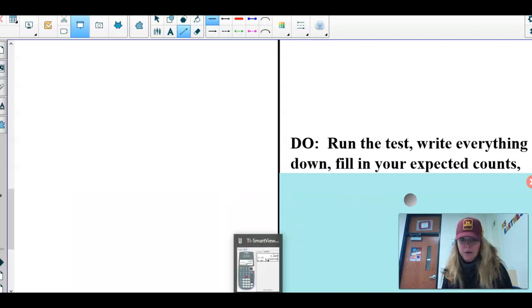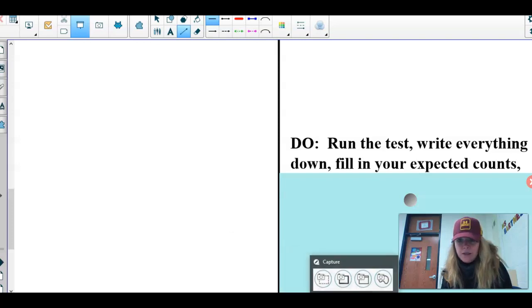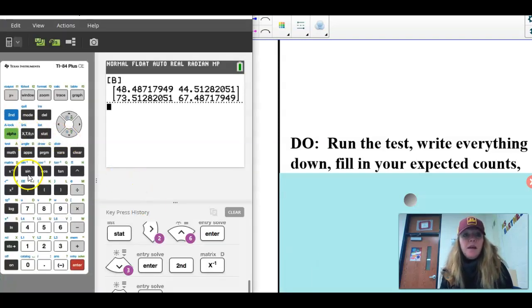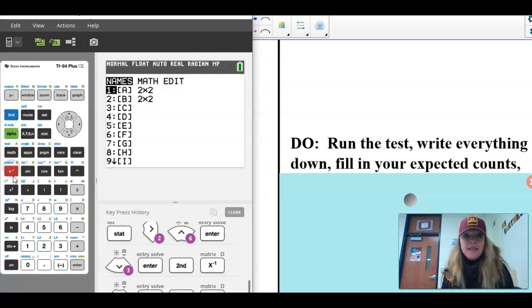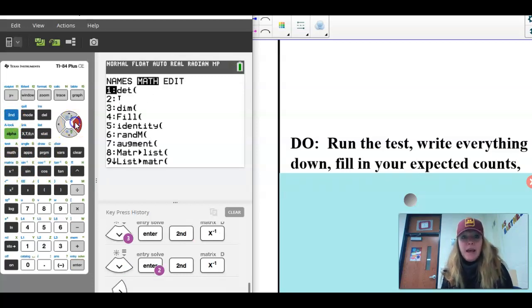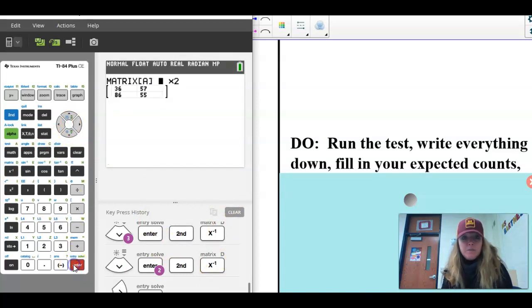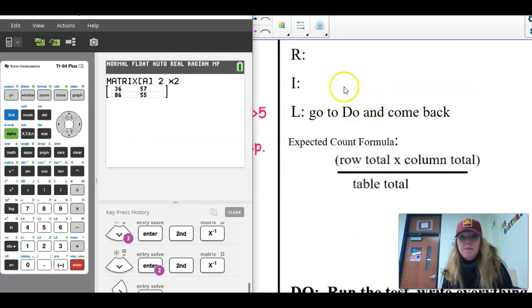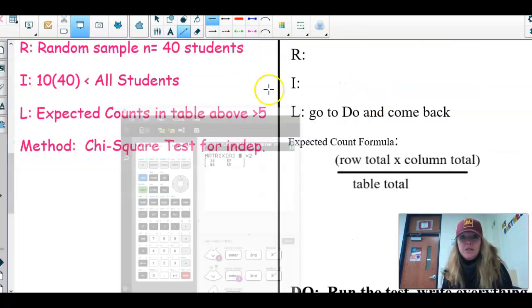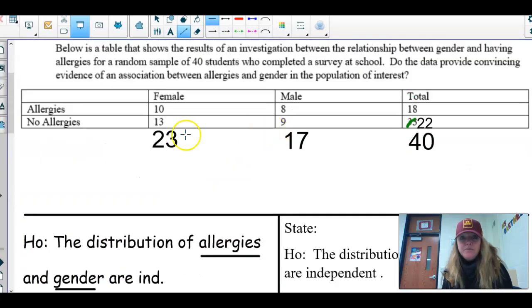I'm going to go to my calculator. It's the same thing as for homogeneity. I am going to go now to the matrix editor. So second, x to the negative 1. I'm going to arrow over to edit. I'm going to edit my matrix. I'm going to scroll up. I believe I have a 2 by 2, but let's just double check. We do. We have a 2 by 2.